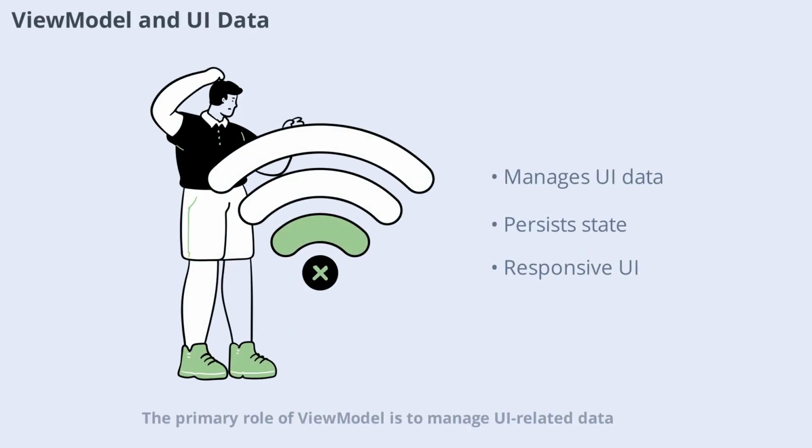The primary role of ViewModel is to manage UI-related data. This includes things like user input, state, and any data that needs to persist across configuration changes. By keeping this data in the ViewModel, you ensure that your UI remains responsive and consistent, no matter what happens to the underlying activity or fragment.